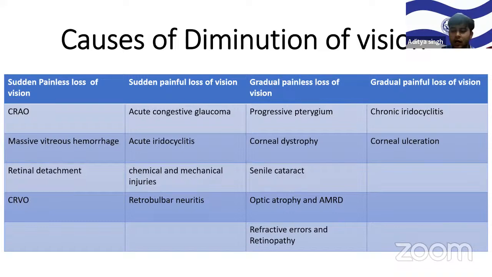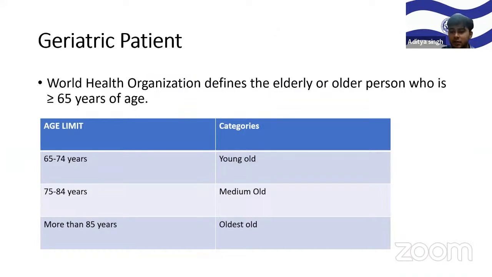Patients between 65 to 74 years are known as young old. 75 to 84 is known as medium old, and more than or equal to 85 years is known as oldest. So what are the physiological changes in a geriatric patient, and please tell the anesthetic implications for the patient.